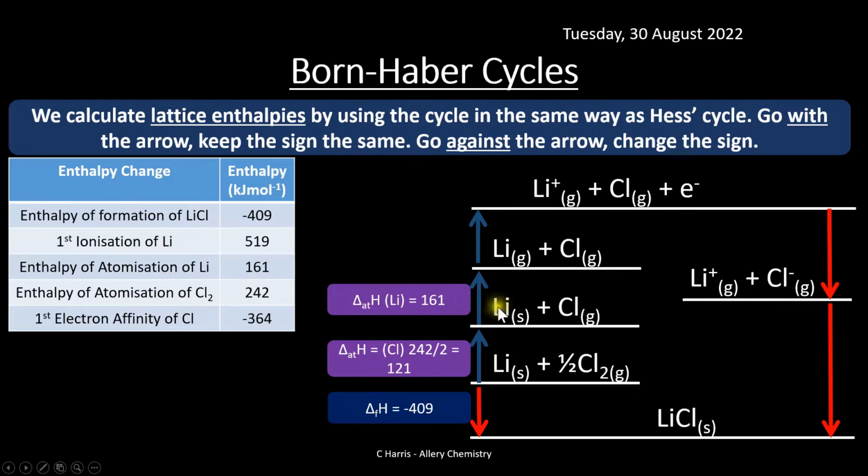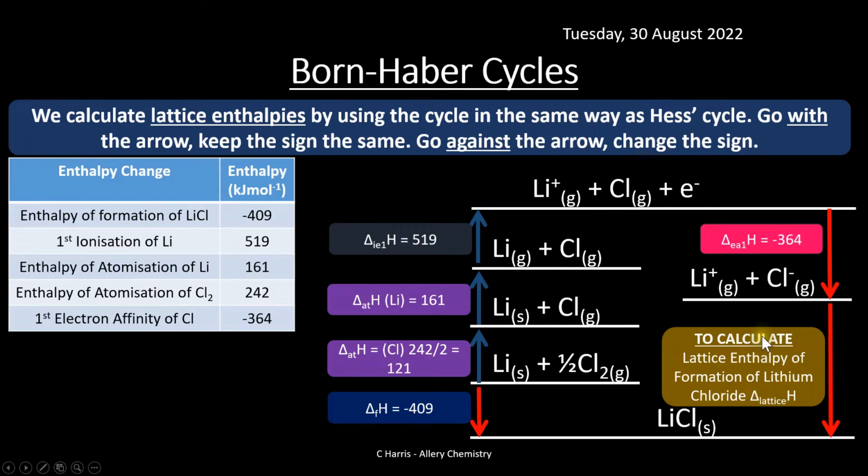Next one is atomization of lithium, which is 161. Straightforward. The ionization energy of lithium, which is the first ionization, is 519, as we've seen there. And then the electron affinity of chlorine is minus 364, which is on the side there.